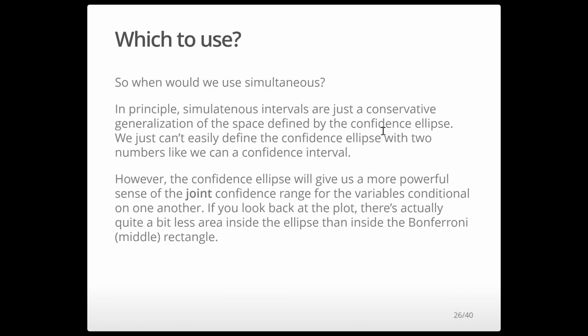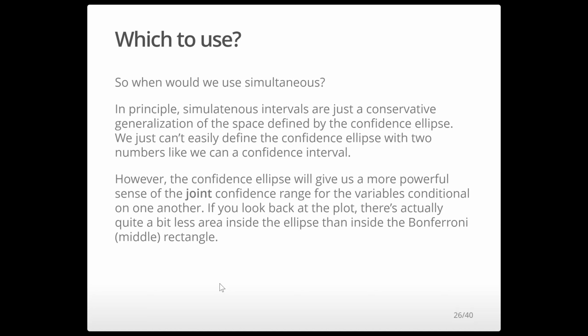Really, the idea with the simultaneous intervals is that they're just a generalization defined by the confidence ellipse. The problem is we can't really define the confidence ellipse with numbers the way we can with just the confidence interval. But the ellipse actually gives us a very powerful sense of the joint confidence region for two variables conditional on one another. So that's taking their covariances into account, which the Bonferroni adjustment does not.